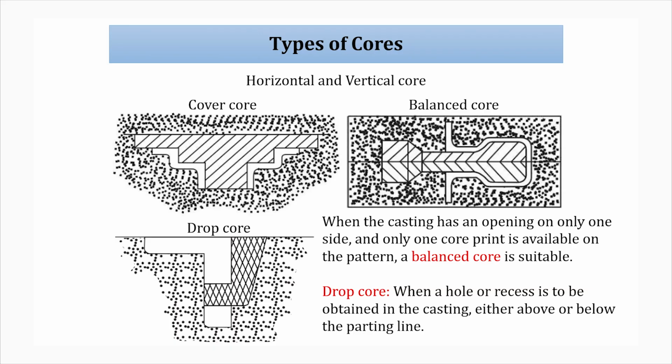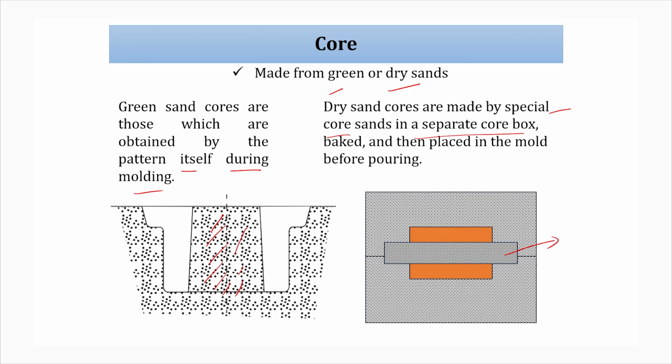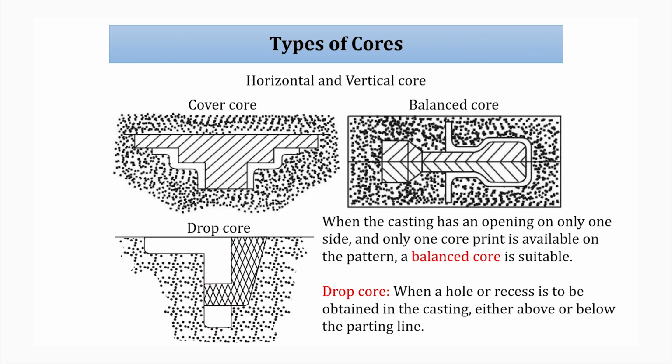So, types of cores. I will not go into too much detail, I will go briefly. There are vertical and horizontal cores. Here we can see this is a vertical core, this is a horizontal core, classified by position. There is also the cover core, which covers the whole mold, with 2 core prints.